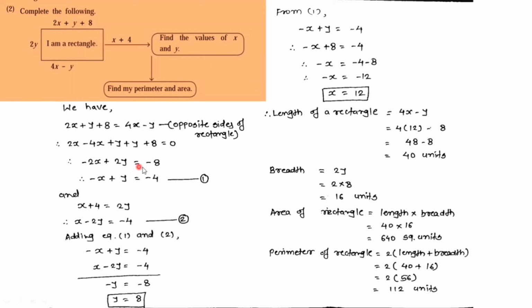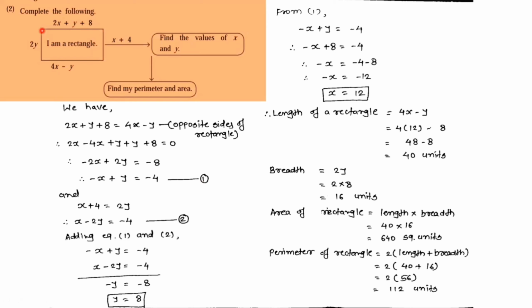If we divide all the terms in this equation by 2, we get 2x by 2, that's minus x, 2y by 2, that's y, and minus 8 divided by 2 is equal to minus 4. So minus x plus y is equal to minus 4. This is the first equation. We need another equation to solve this.